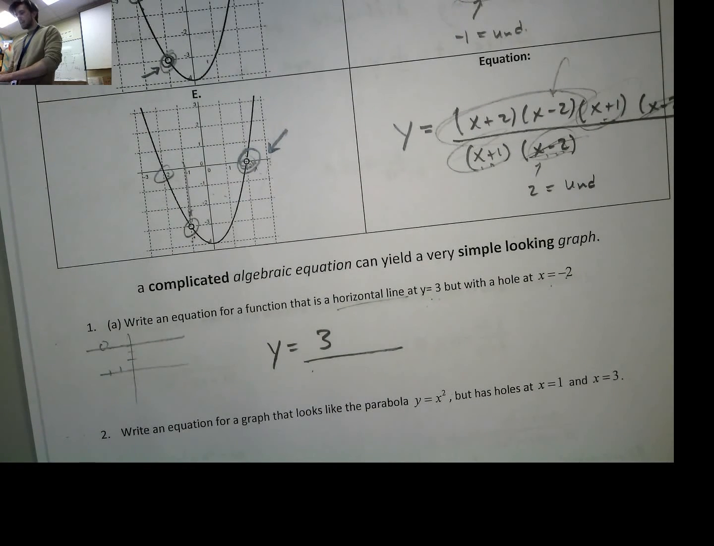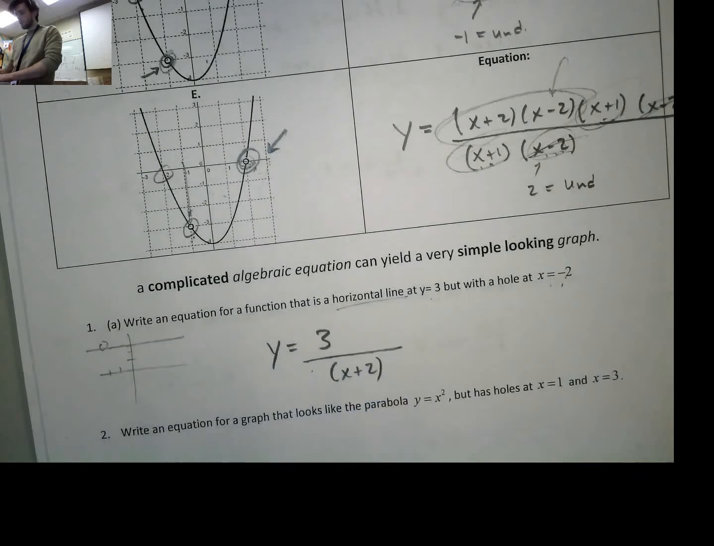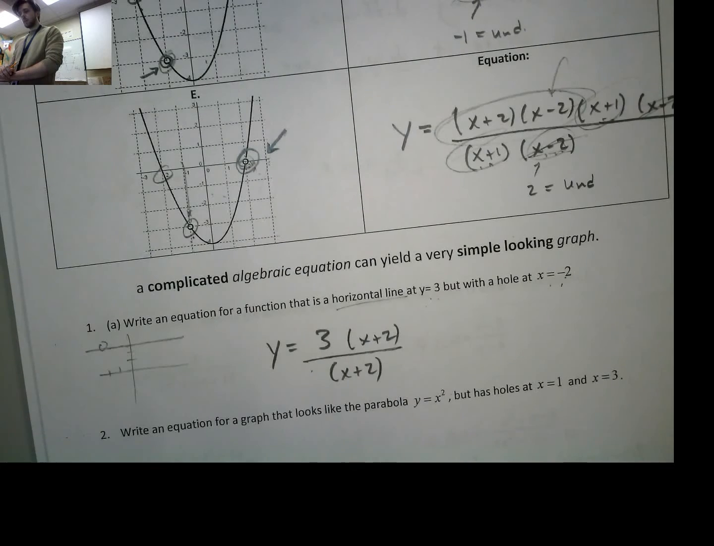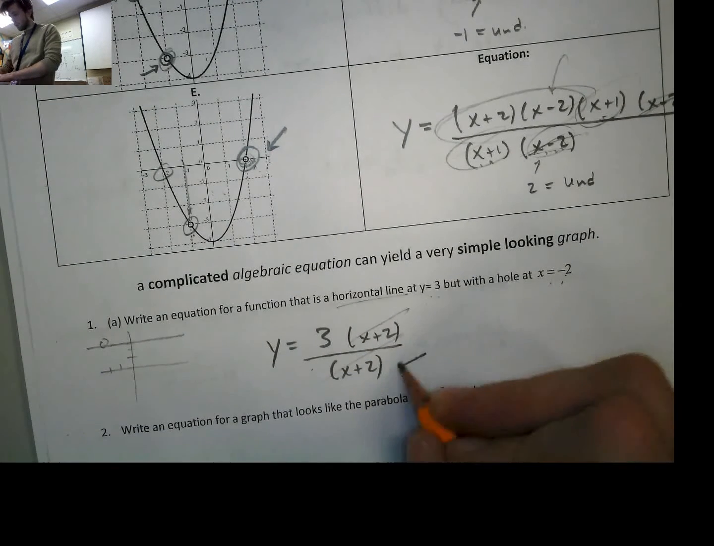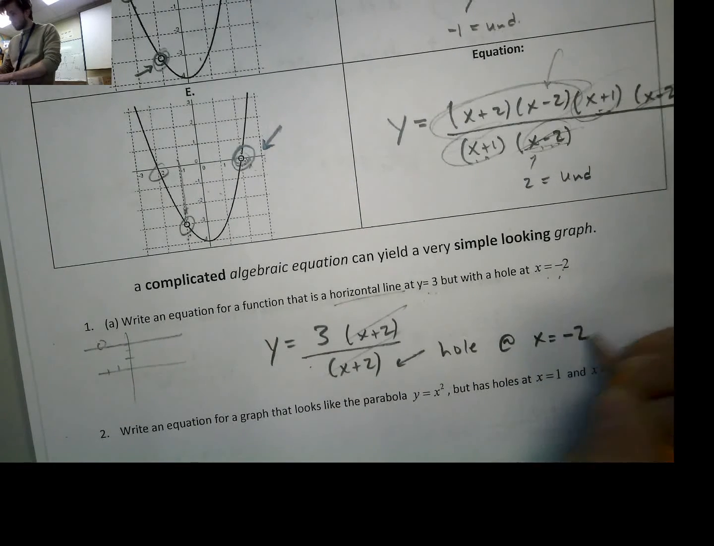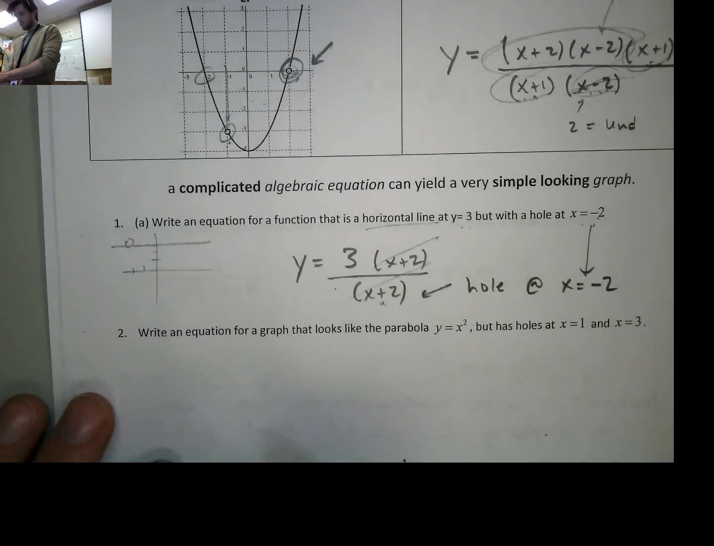Well, what could we put on the bottom of a fraction that would make it undefined at -2? Well, shoot, an x plus 2. If we put it on the bottom, also got to put it on the top. And there we go. Yes, this simplifies, but there's still a hole at x equals -2, like they wanted us to have. X equals -2 would make that equal to 0, make it undefined.